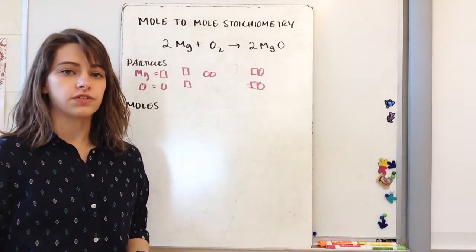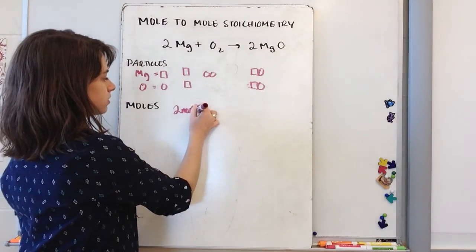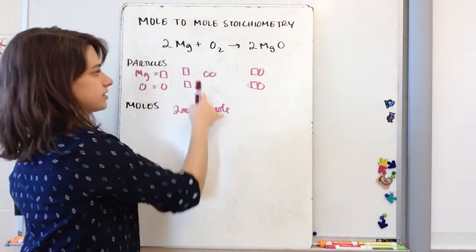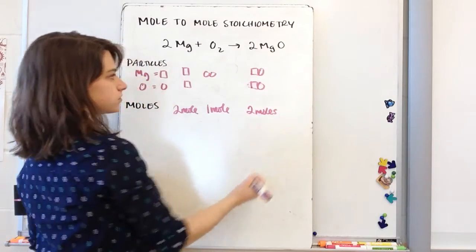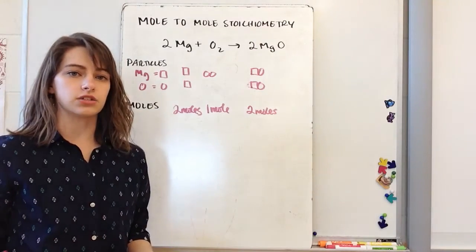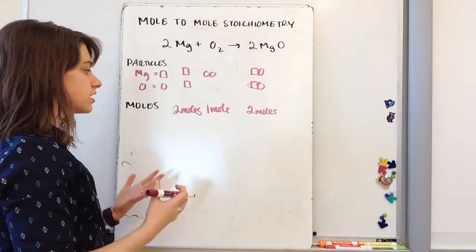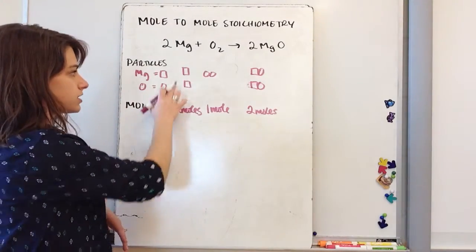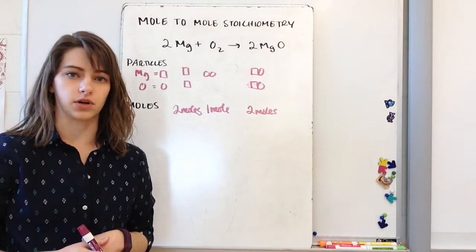Now, we also know that these coefficients can tell us moles. So we know that we can have 2 moles instead of 2 particles of magnesium reacting with 1 mole instead of 1 particle of O2 to produce 2 moles of magnesium oxide instead of 2 particles. So we can think about these in terms of individual particles, or we can look at it in terms of moles. And for this unit, we're going to think about those coefficients in terms of moles. So notice my number of either particles or moles corresponds to the coefficient in my balanced chemical reaction.